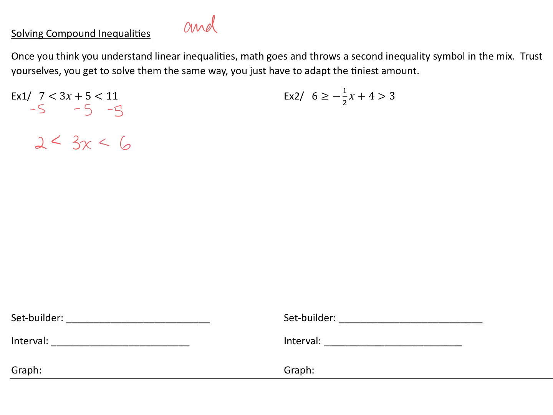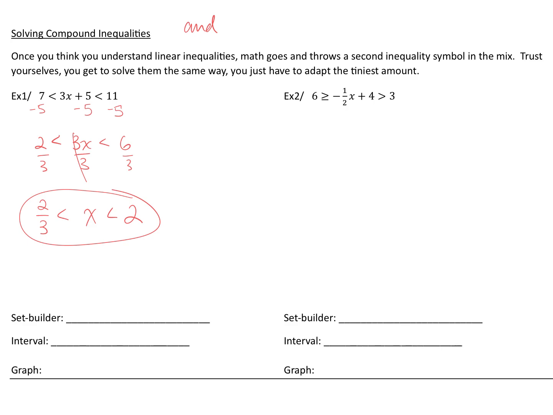And if you wanted to solve this particular inequality, isolate the x, you would divide by 3. So go ahead and divide by 3, divide by 3. That cancels the 3. That leaves you with 2/3 is less than x is less than 2. That's it. We've solved the compound inequality. There it is. That is the inequality notation.